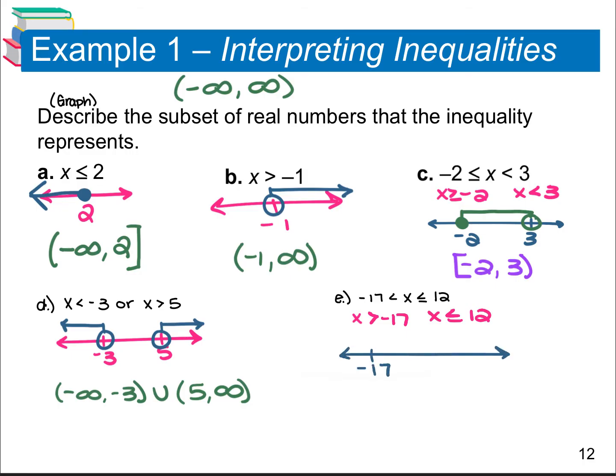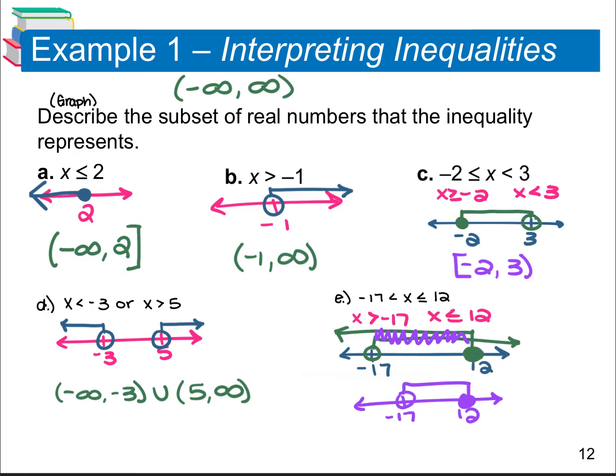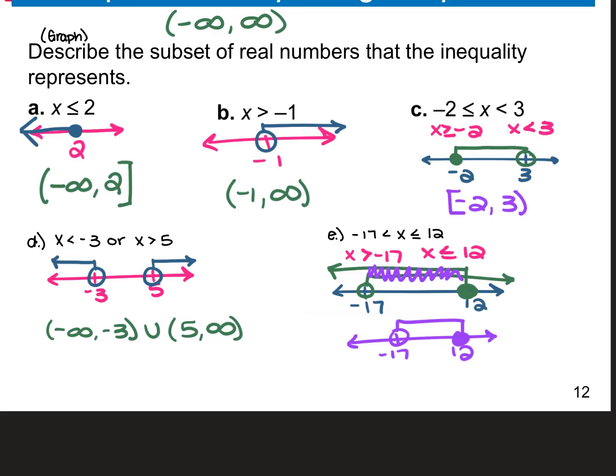we find the -17, we find the 12. -17 is going to get an open circle. Then the 12 gets a closed circle. Your lines would overlap one another, so that these two would just be right where they overlap. So ultimately, you're just going from -17 to 12, open on 17, closed on 12, line connects the two. So the interval notation for this would be from -17 up to 12, including the 12.